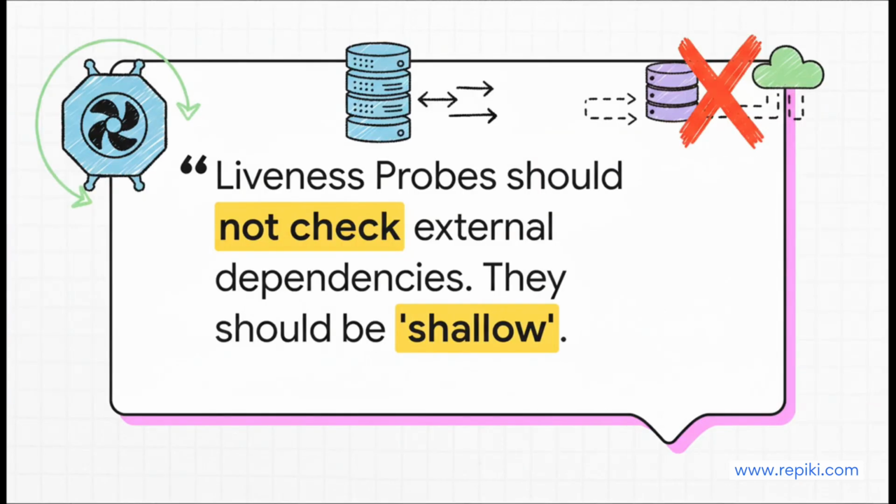So the moral of that terrifying story is this. Liveness probes must be shallow. They should only check the internal state of the application itself. Is the web server listening on its port? Has the main thread deadlocked? That's it. They should never, ever check external dependencies like databases or other microservices. If a database is down, you want your application to stay alive and handle that error gracefully, not get constantly restarted, making the problem 1,000 times worse.